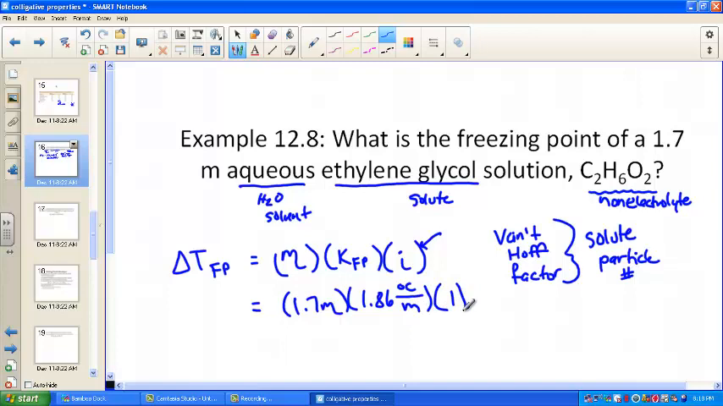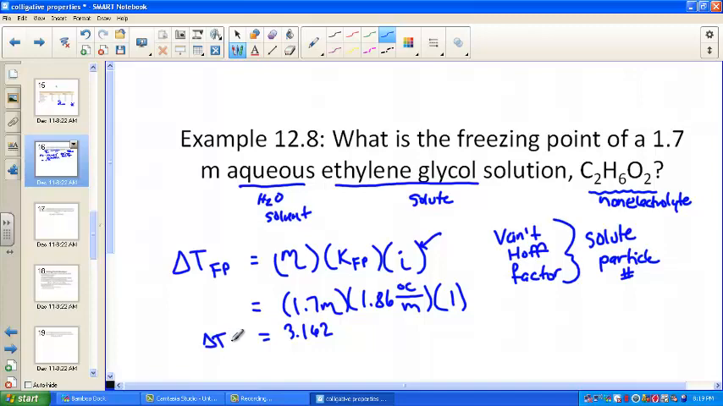Van't Hoff factor is 1. A molecular compound does not dissociate. 1.7 molal times the K constant, 1.86. Let's hit that. 1.7 times 1.86. Oh, shoot, my calculator turned off. I'll hit it again. Sorry. 1.7 times 1.86, and you find 3.162.